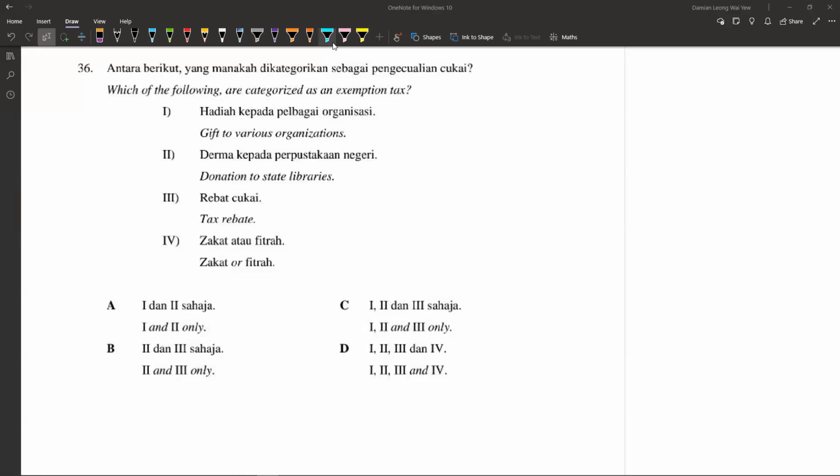Yeah, approved organizations are not really various organizations, and donation to library. Tax rebate is definitely not, because tax rebate is the rebate on your tax. It's calculated after you know how much tax you need to pay. Same goes for zakat or fitra. It's calculated at the end after you know how much tax you need to pay. So definitely it is A.